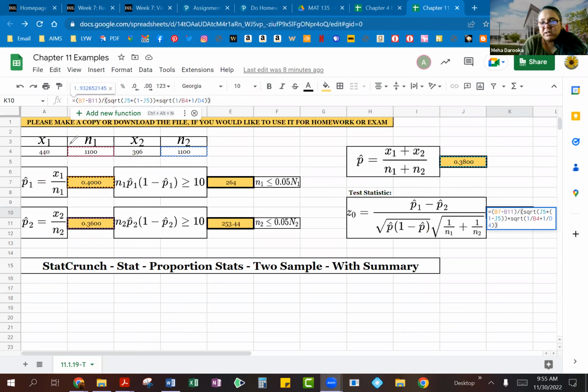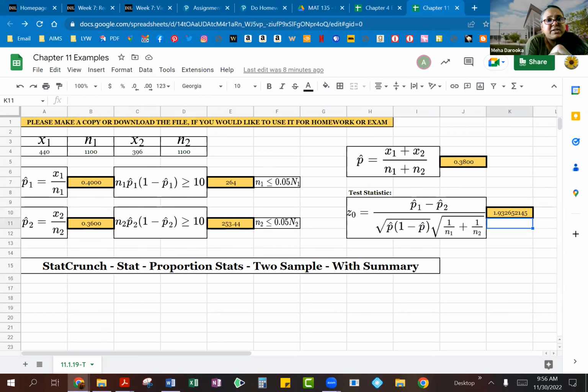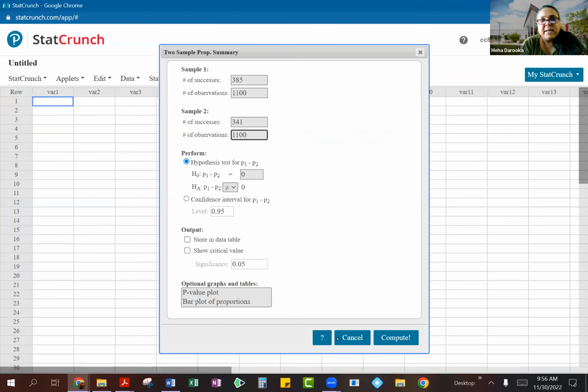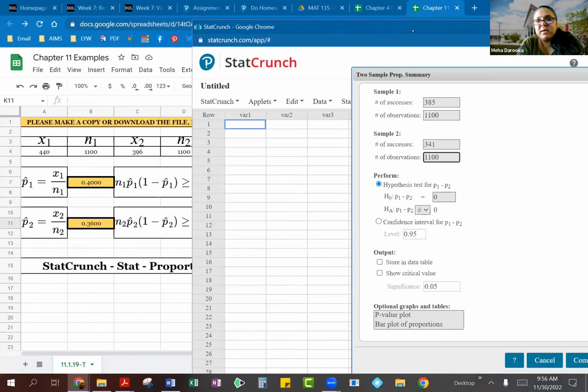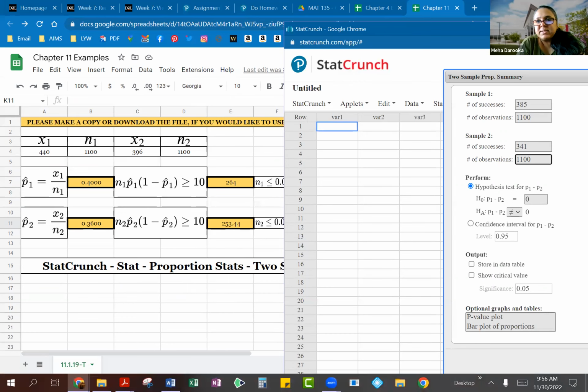All you have to do is change these numbers over here. If the sample size changes, you will change that. But if the sample size stays at 1100, then you don't even need to change those numbers. You're just changing the x1 and x2, and it automatically does all the calculation for you. So this was using the spreadsheet. But if you wanted to use StatCrunch, then let's bring this over.